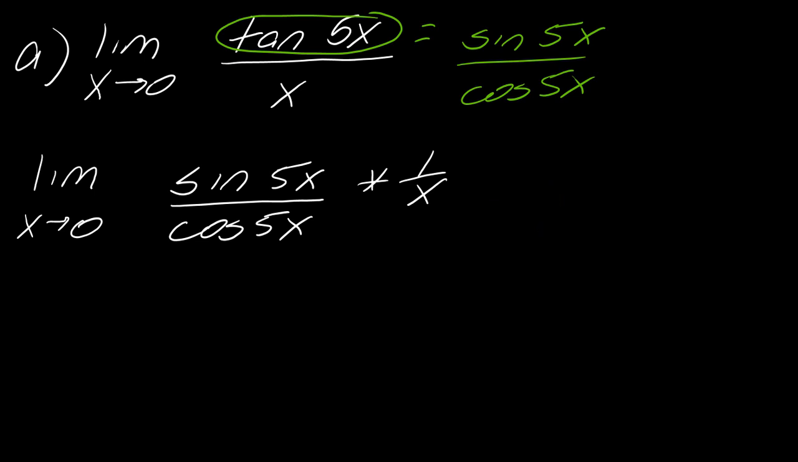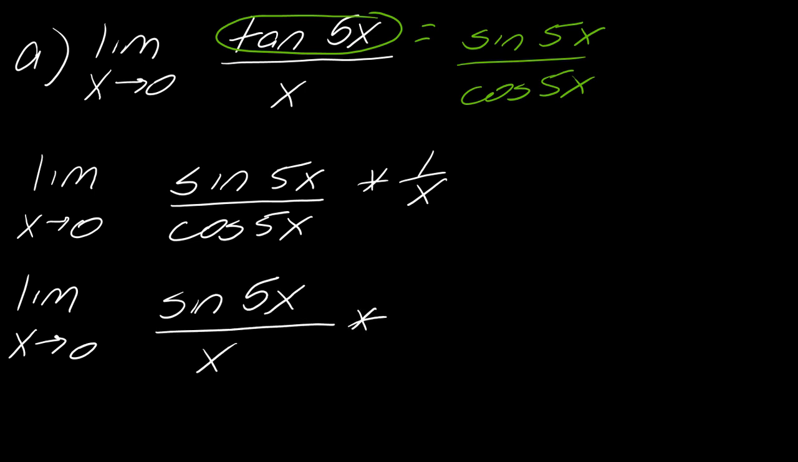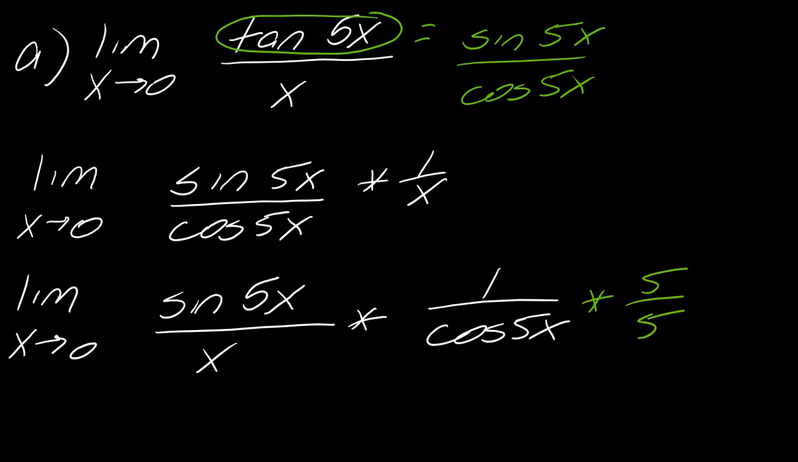So what I would recommend is when you get to this step, take stock of what you have, put the sine of x and x together, and then come up with a plan. So I've got sine 5x over x, and then what am I left with? 1 over cosine of 5x. Okay. So now I can see that this is 5x, this is x, so I need this to be a 5. So now I can multiply the whole thing by 5 over 5.